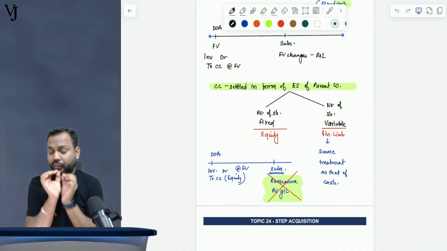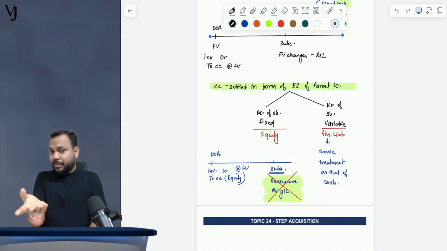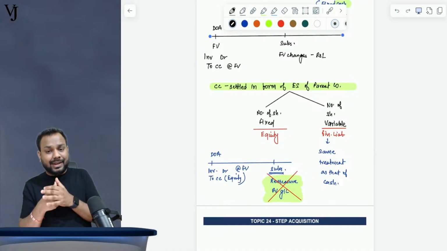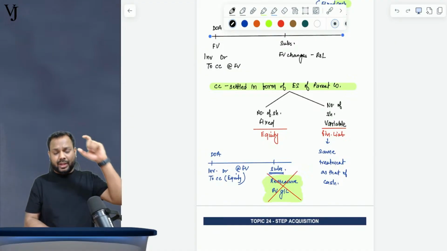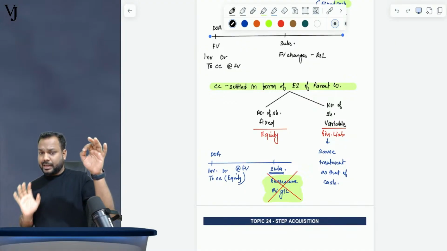We have to see whether the number of shares is fixed or variable. If the number of shares is variable, then the treatment is again the same, because it is a financial liability which has to be recognized at fair value on the date of acquisition. Subsequently, any fair value changes will be recognized in consolidated P&L.